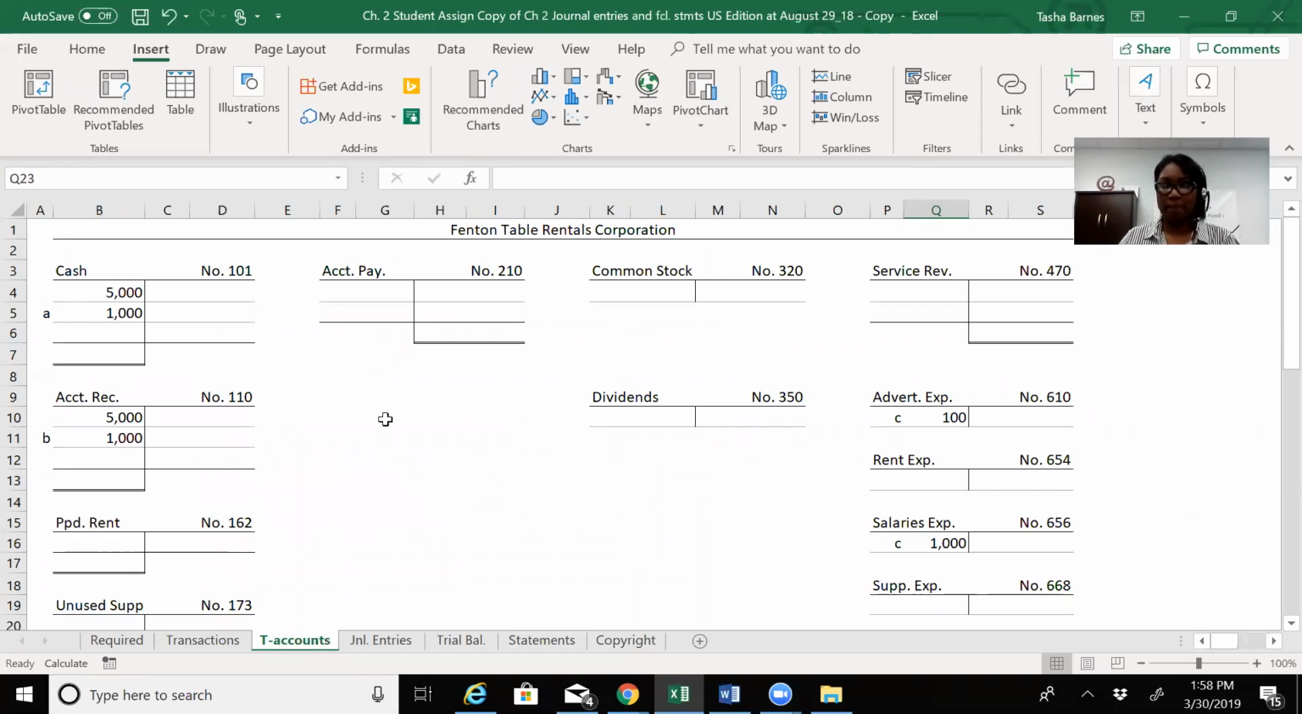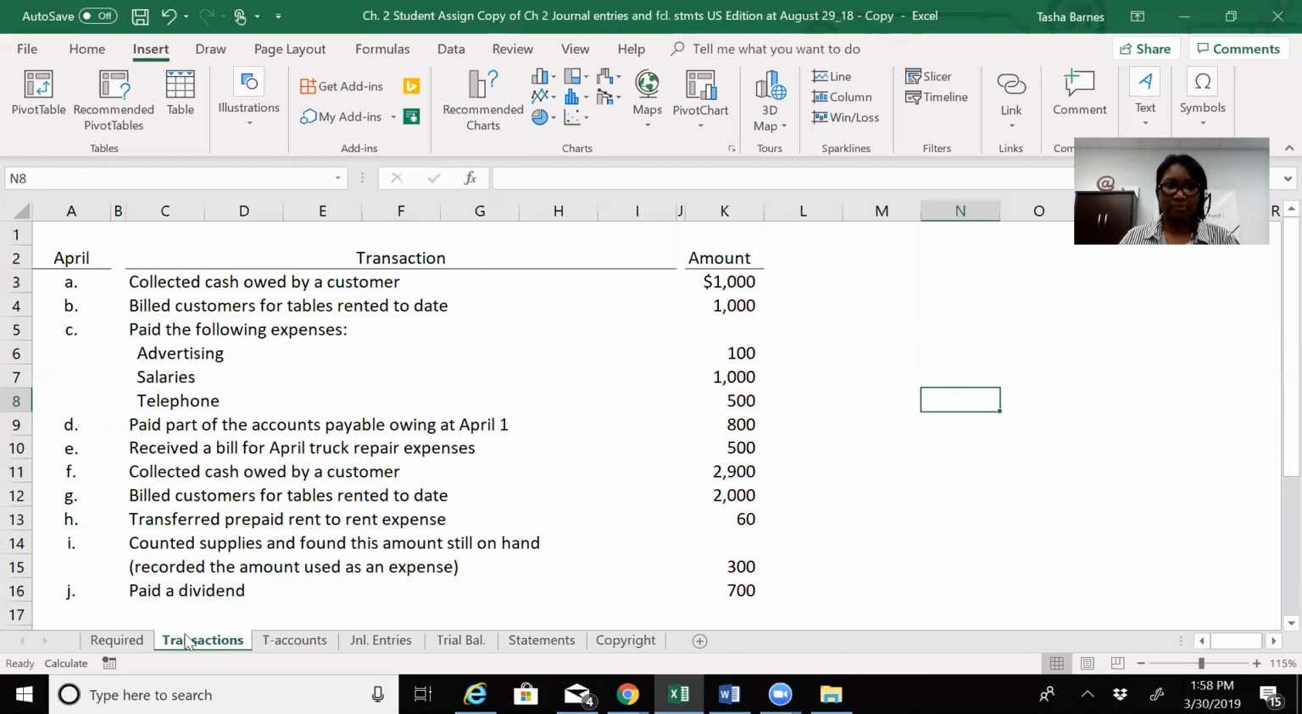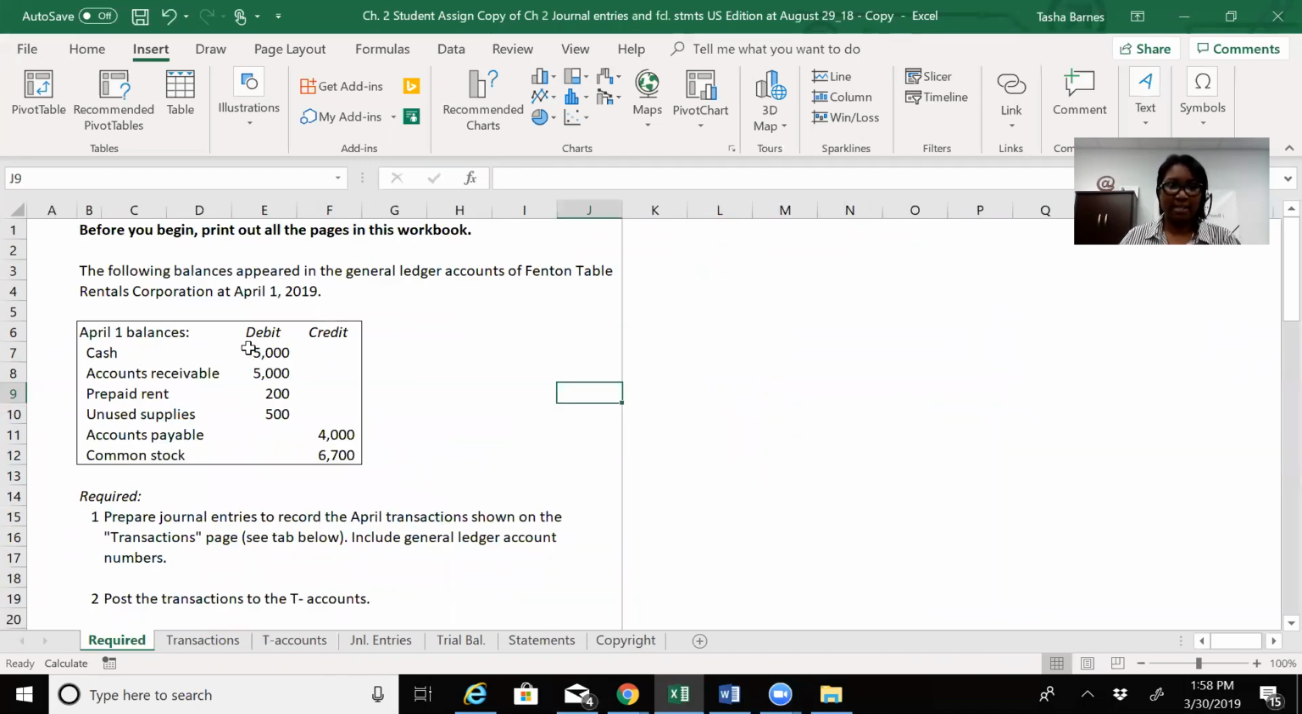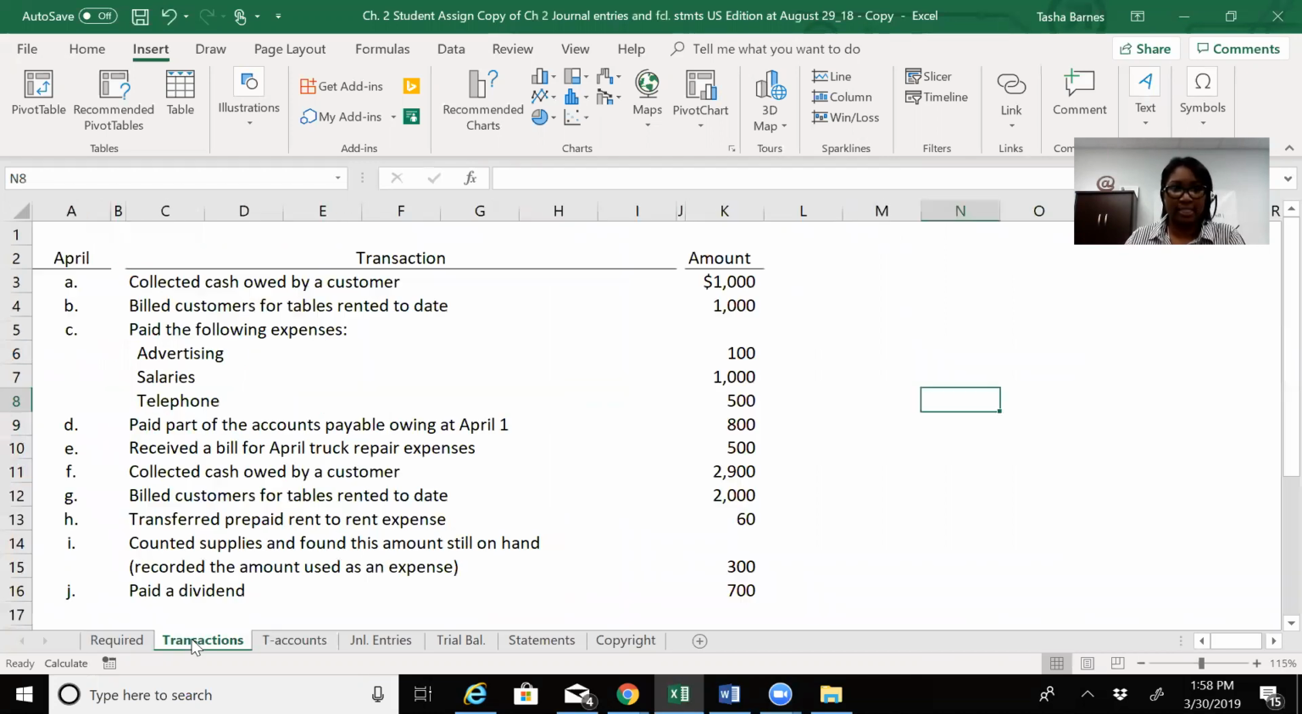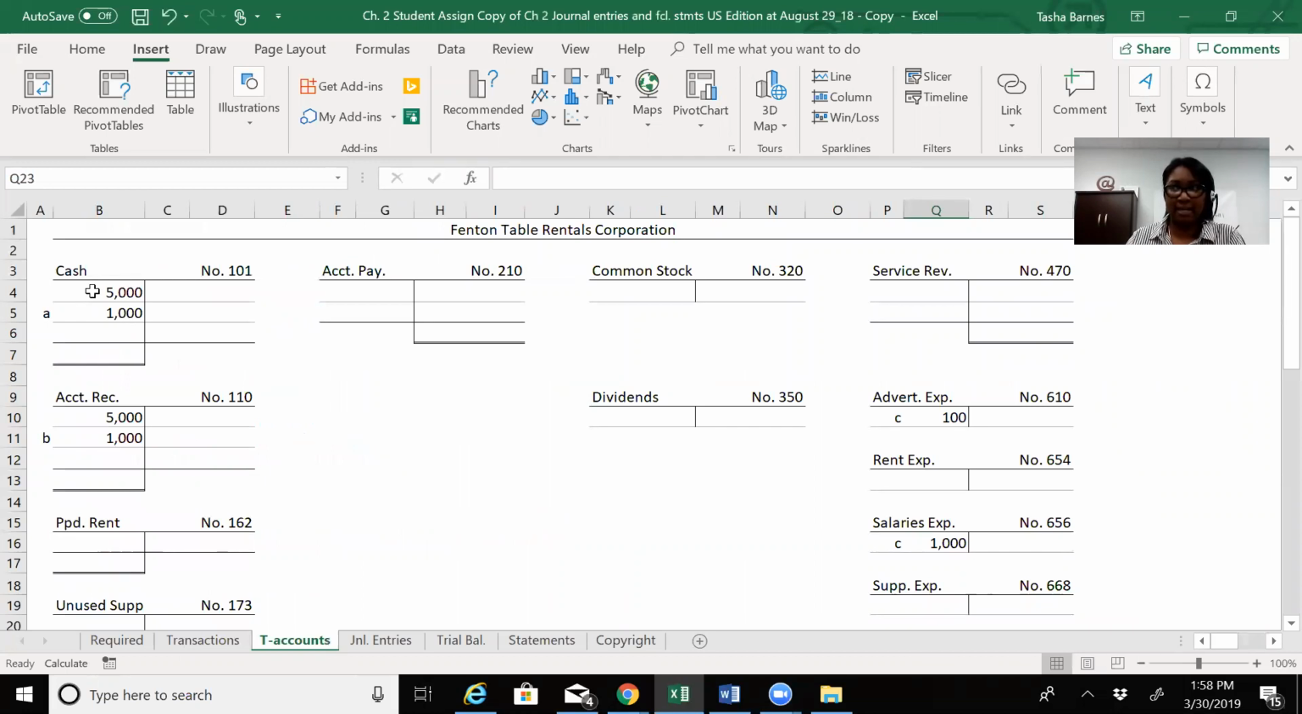If you go back to the required, we have cash of 5,000 and accounts receivable of 5,000. Cash and accounts receivable are asset accounts. Assets have a normal debit balance, so in order to increase it, you would debit it. It's telling you that here you have debits and you have credits, so it's giving you that information. When you go to transactions, we have more transactions. Then when you go to T accounts, you plug the 5,000 in: 5,000 for cash, and 5,000 for accounts receivable. So you plug those two numbers in.